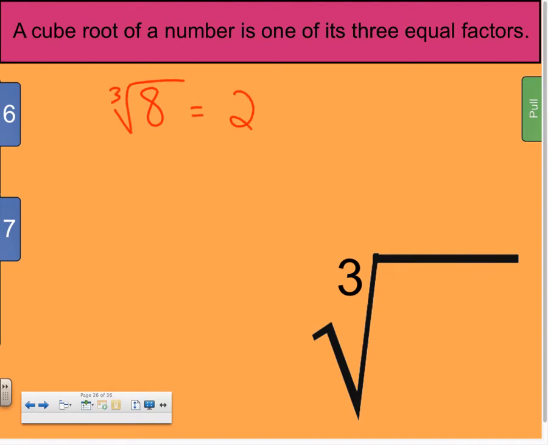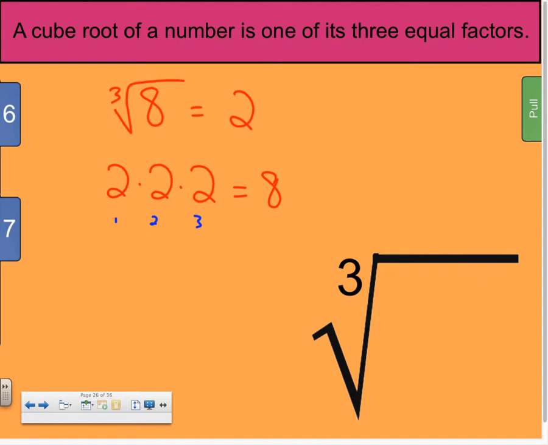2. And here's why. Because 2 times 2 times 2 equals 8. So notice I have 1, 2, 3 factors, and they're all the same, and they multiply to equal 8. So the cube root of 8 equals 2.